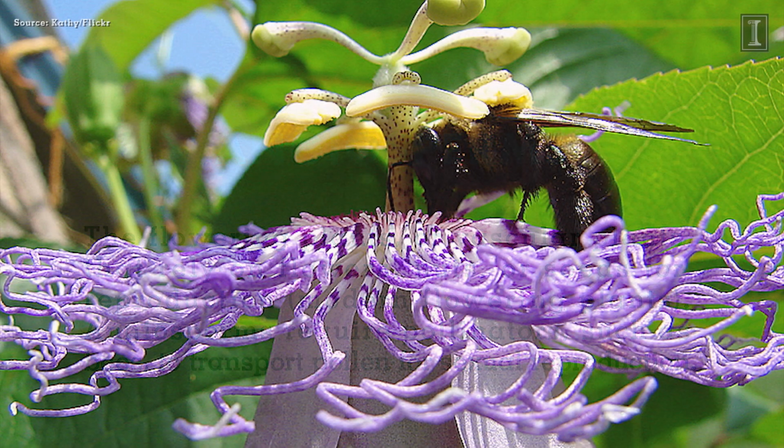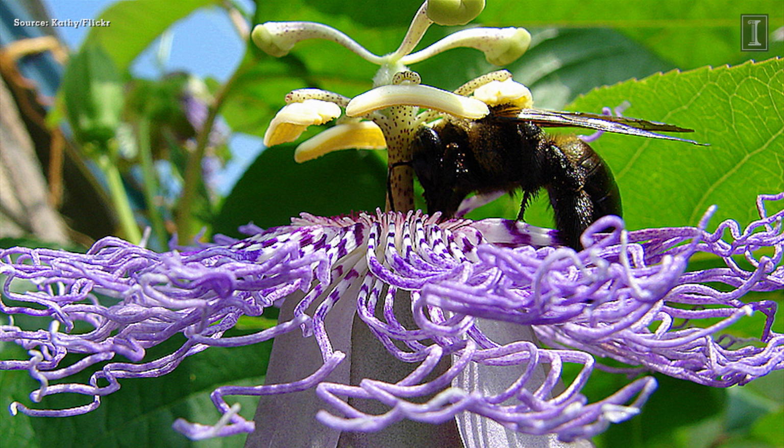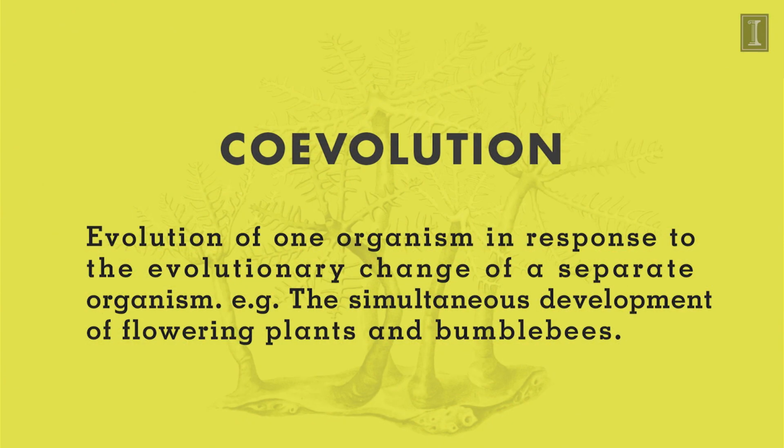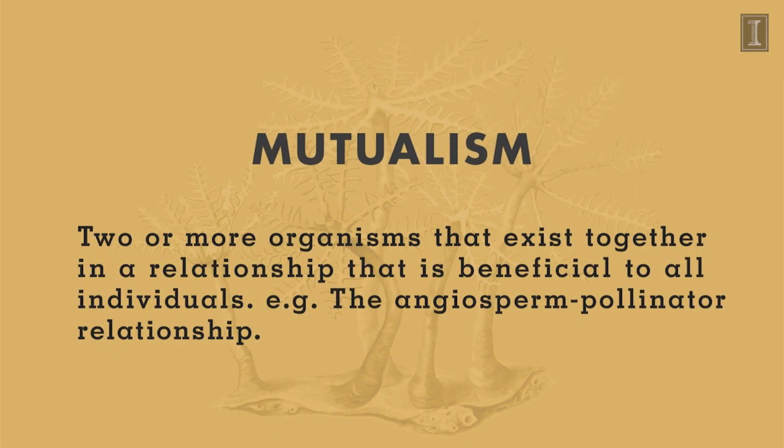Something interesting about angiosperms is that they rely on insects for pollination. So this is an example of coevolution. And this particular example of coevolution, where two species evolve to benefit from one another, is called mutualism, where both organisms are actually benefiting from that relationship.